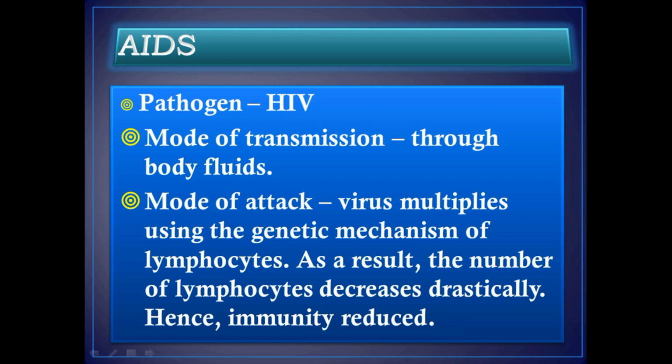So the person may be prone to different diseases simultaneously. Simultaneously means at the same time. Since the body is very weak and has less immunity, they are subject to various diseases at a time. So there won't be any particular treatment for a particular disease because all the diseases come at the same time.